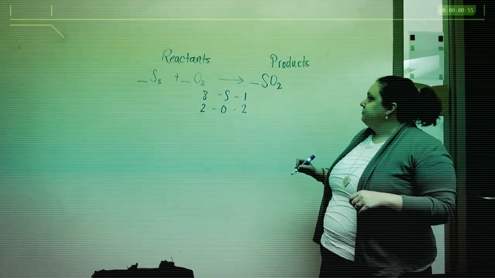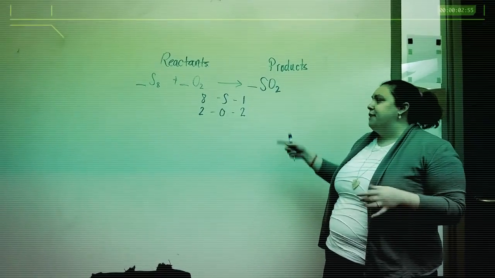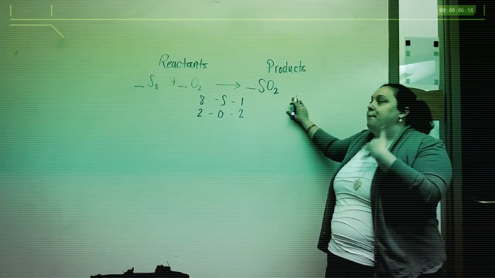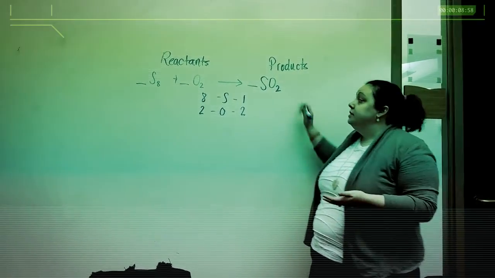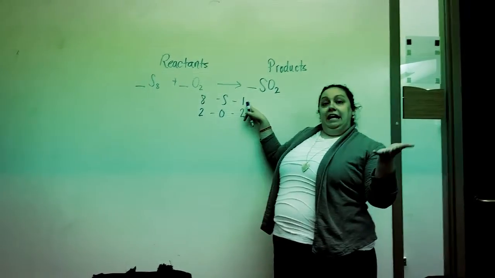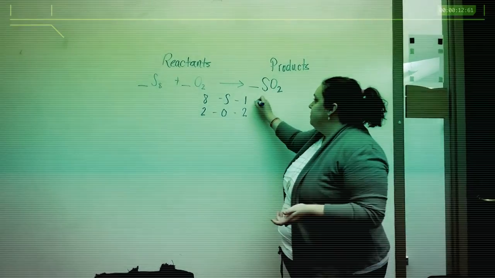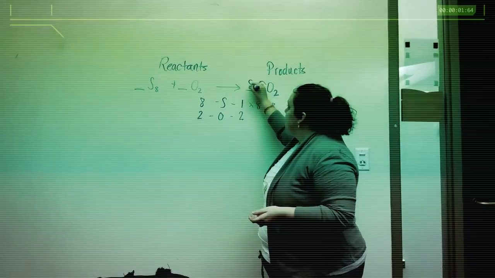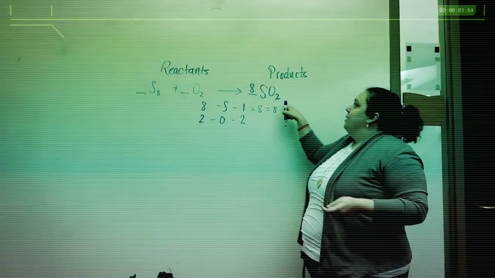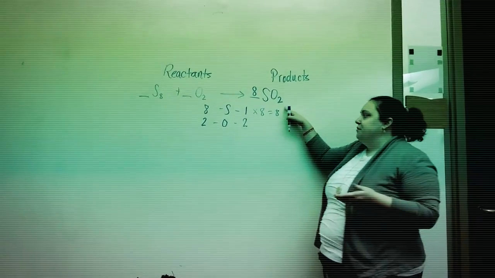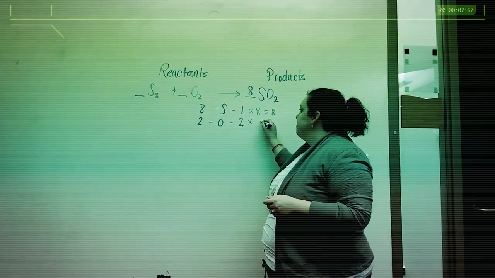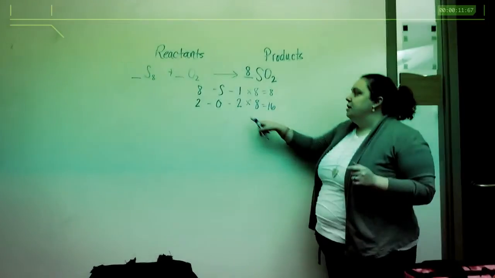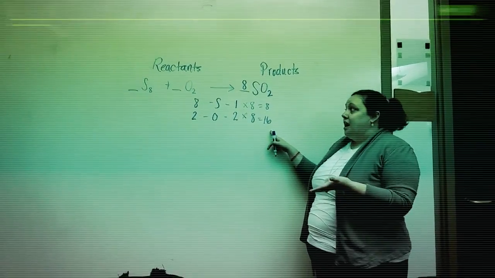Okay? So oxygen is happy, but sulfur isn't. So how can I make my reaction happy? Well, how do I turn 1 into 8? That's really easy. I'm going to multiply by 8. It's going to give me 8. So I'm going to put an 8 here. But now I've changed my number of oxygens, because I've also multiplied my number of oxygens by 8, right? Because 2 times 8 gives me 16 oxygens.